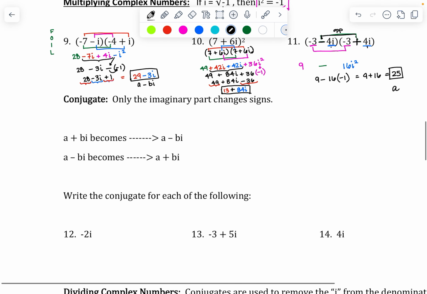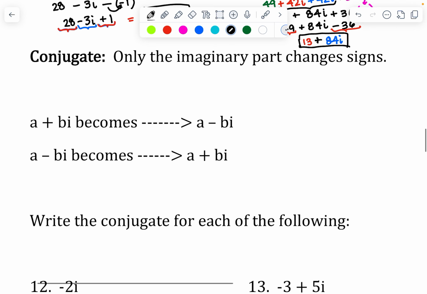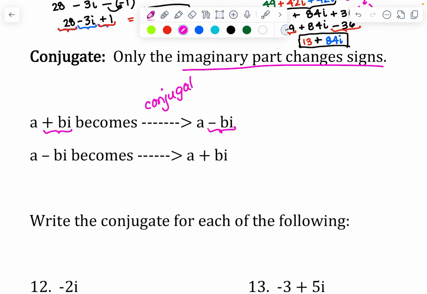Okay, take a look at conjugate. Now, conjugate, folks, the thing you need to know about conjugate is that the only thing that changes are the signs on the imaginary part. So your BI is the imaginary part. If it's a positive, it's now going to be a negative when you apply the conjugate. Same thing here. You apply the conjugate. If it's a minus BI, it's going to become a plus BI.